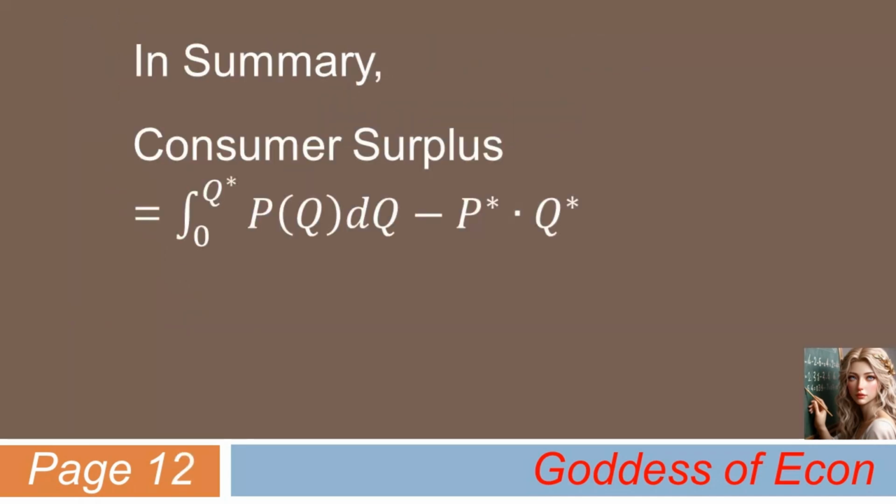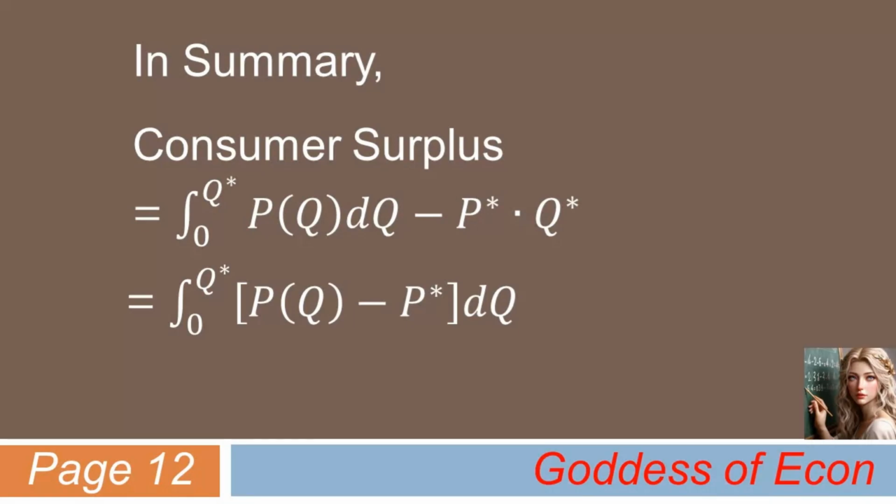In summary, consumer surplus can be expressed as the definite integral of the inverse demand function, P of Q, from Q equals 0 to Q equals Q star, minus P star times Q star. Or it can be written as the definite integral of P of Q minus P star, over the interval from 0 to Q star. Alternatively, consumer surplus can be written as the definite integral of the demand function, Q of P, over the interval from P star to P max. Hope now it is clear.